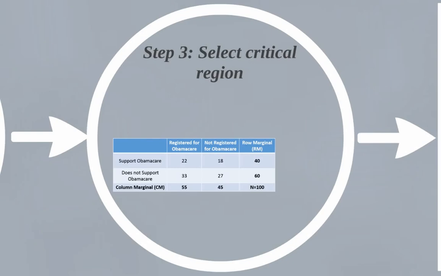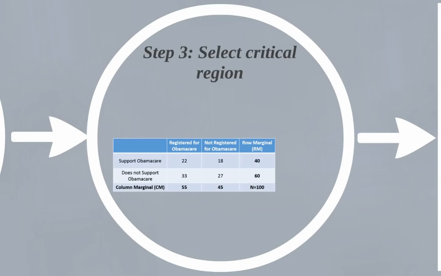This is just some data that I created, right? In the top row, you have people who are registered for Obamacare. You have a total of 55 people who have registered for Obamacare, and 45 people who have not registered for Obamacare. In the first column, you have people who supported Obamacare, support versus not support. In the second row here, support for Obamacare, you have a total of 40 people who support it, and then 60 people who do not support Obamacare.